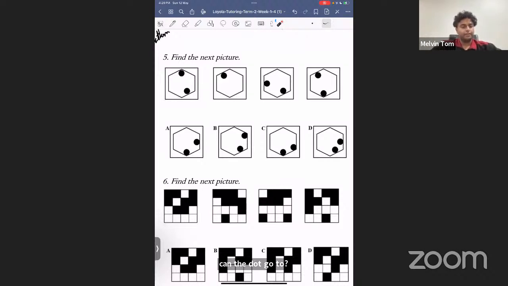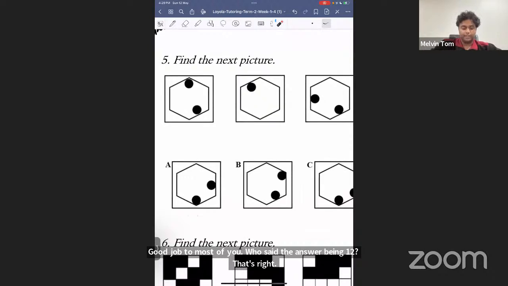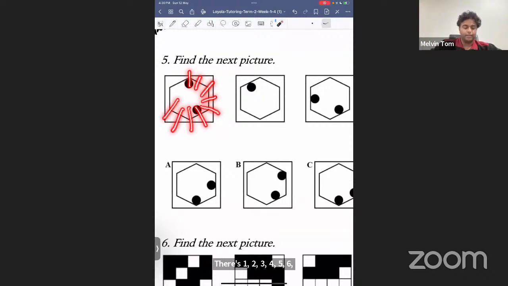All right. Good job to most of you who said the answer being 12. That's right. It's 12. Because, as you can see, it can go to the corners and it can go to the middle. So there's 1, 2, 3, 4, 5, 6, 7, 8, 9, 10, 11, 12.